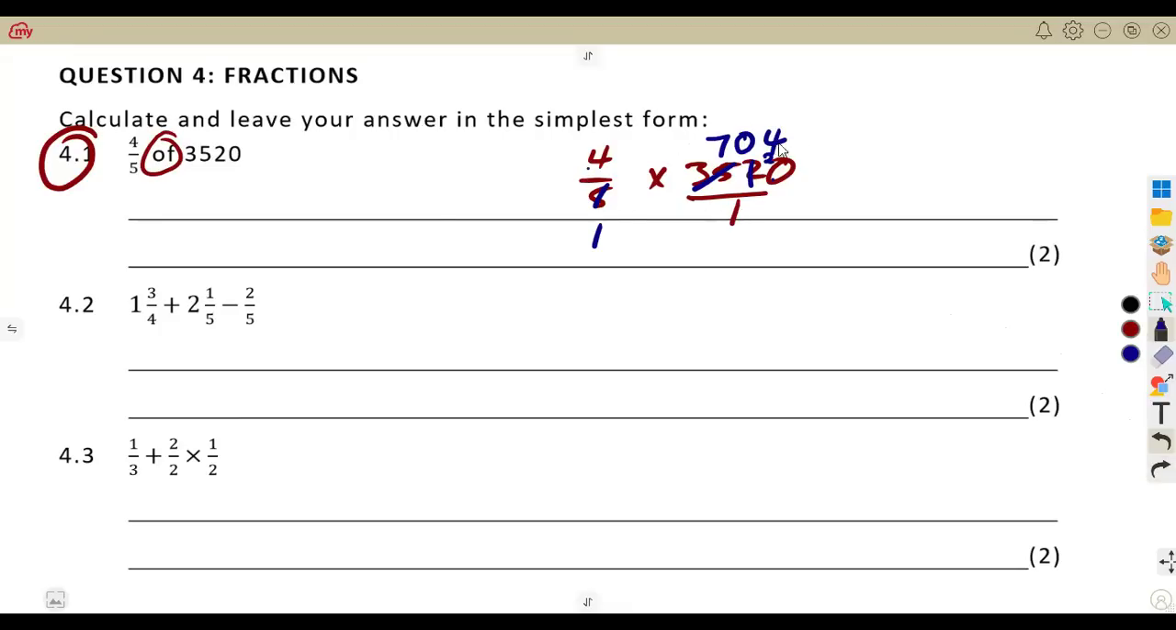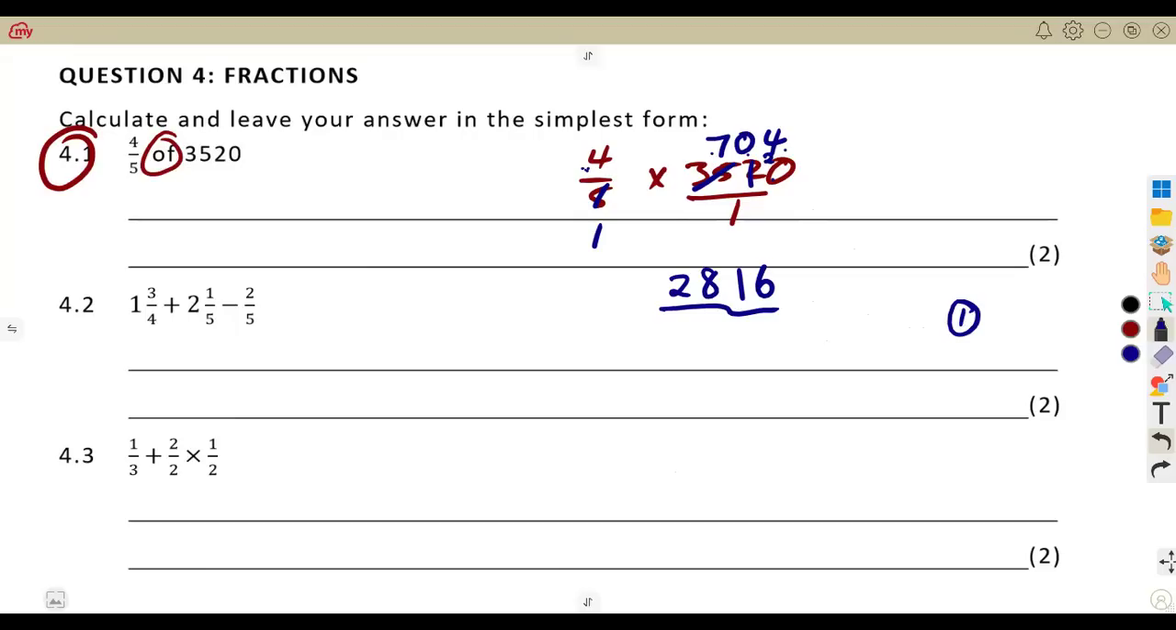4 times 704. So that's 4 times 4 there, which is 16. 4 times a 0 there, that's a 0. Then we're just going to add a 1. So that's 1. 4 times 7, which is 28. So you're going to have 2,816.